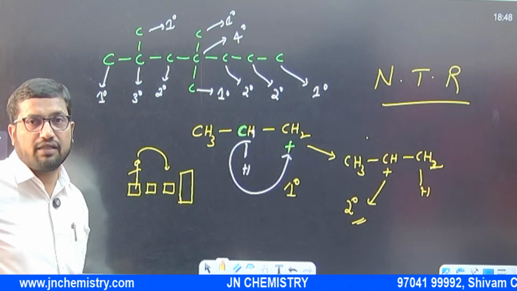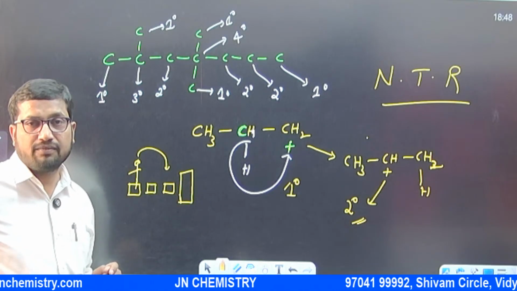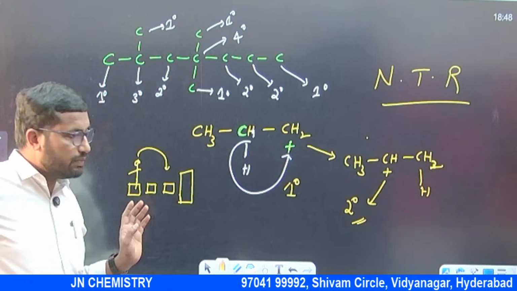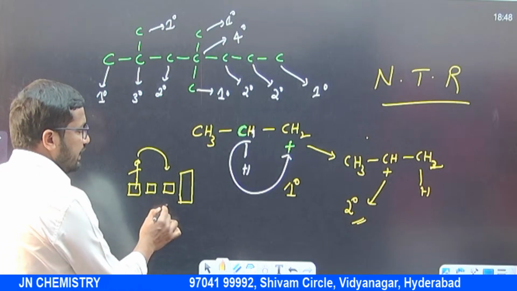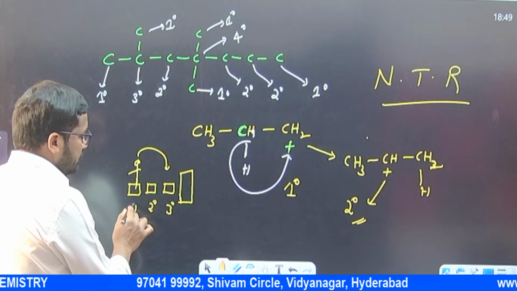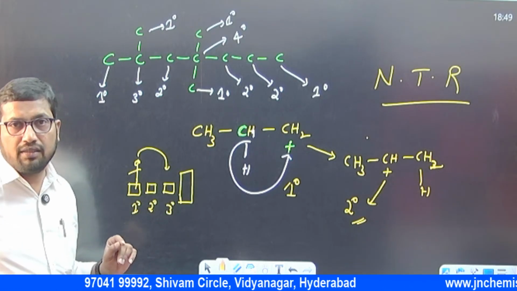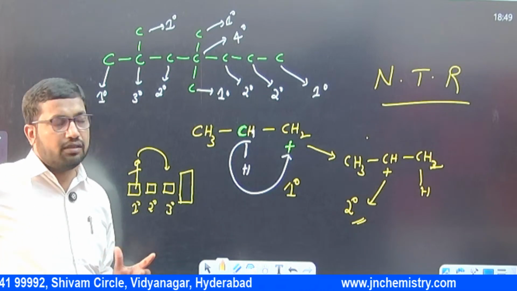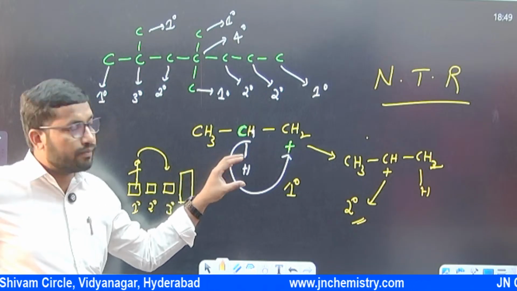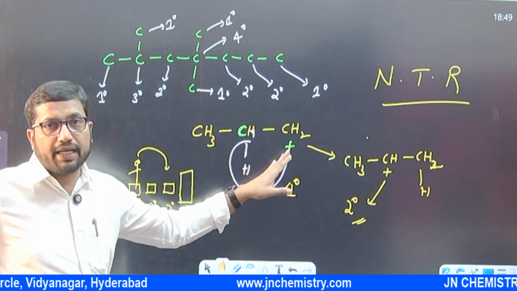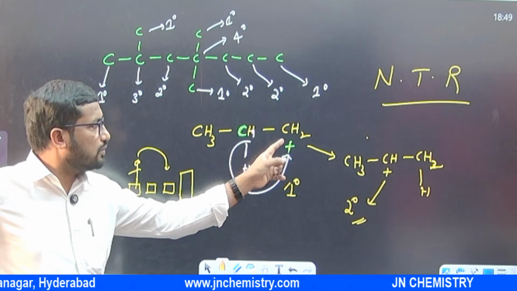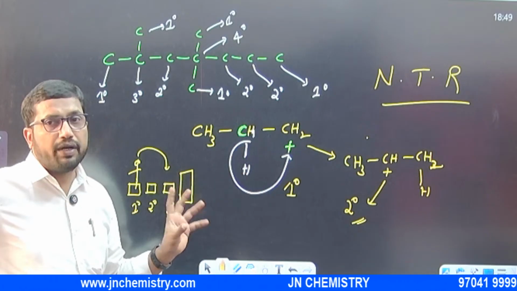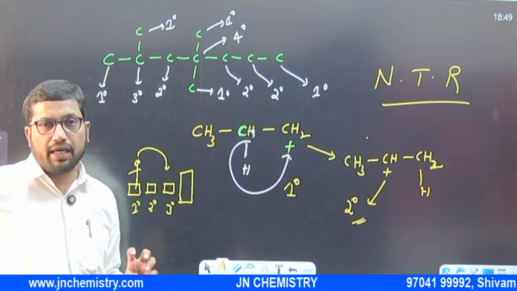Why did you rearrange? Why did you jump? Because this is more comfortable. Imagine this is 3 degree, this is 2 degree carbocation, this is 1 degree carbocation. Right? So how you jumped naturally, the same way the carbocation also undergoes rearrangement. So 1 degree becomes 2 degree. So this we call the natural tendency of rearrangement.